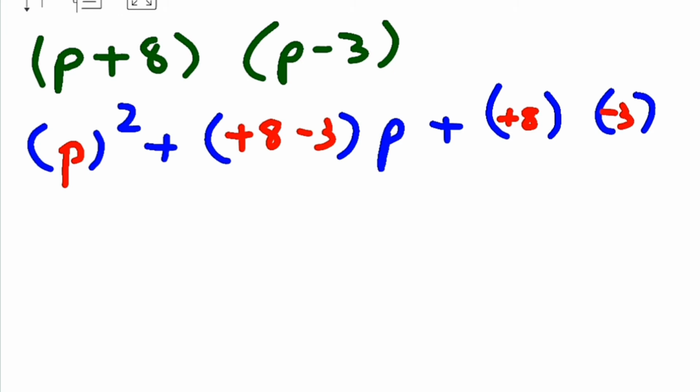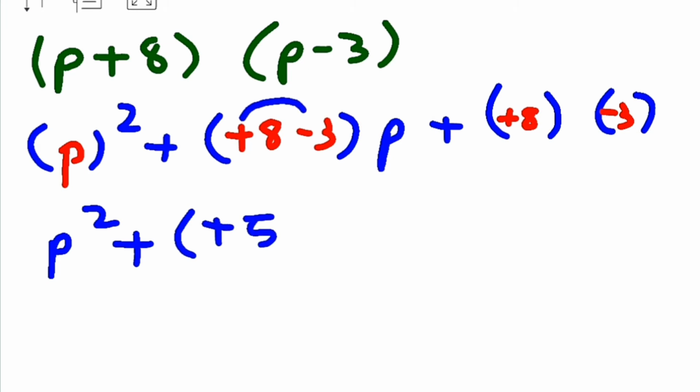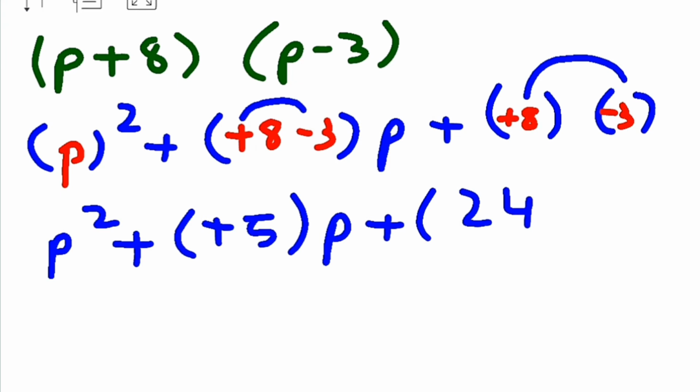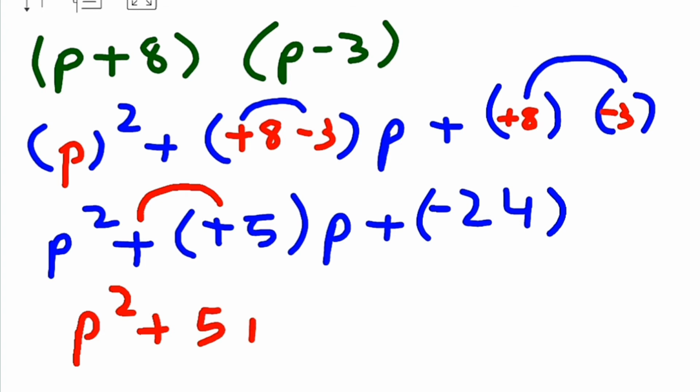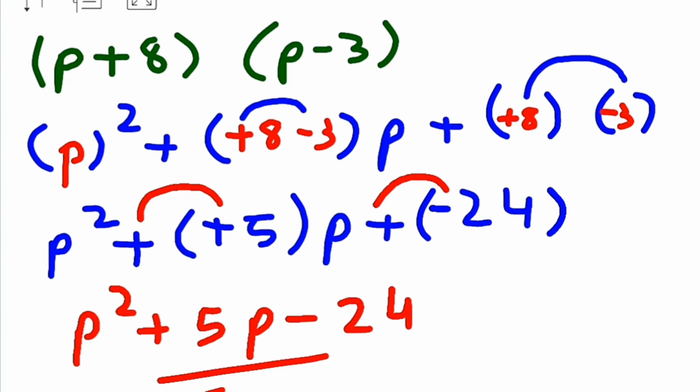Fine children. Now we will open this. This will become p square plus, since 2 signs are there, we need to put that number in the bracket. I have already told you. Plus 8 minus 3 will give you the answer as plus 5 p, plus, this will give you 8 threes are 24, and plus and minus, the answer is minus. Understanding children? Now we will open the bracket. So it will become p square, plus and plus will give you plus 5p, plus and minus will give you minus 20. Understanding children?